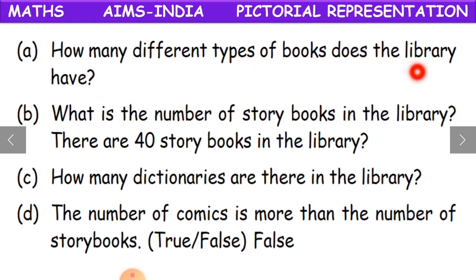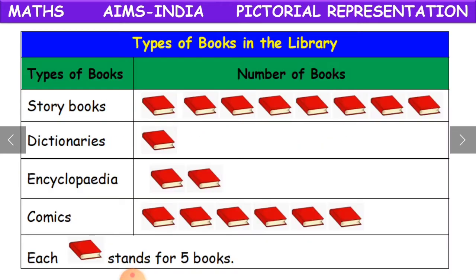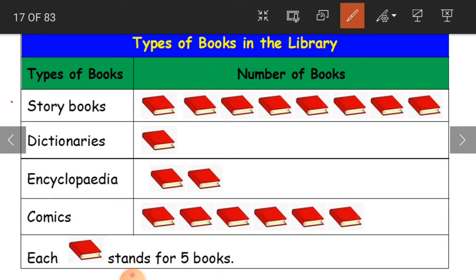Now the questions. How many different types of books does the library have? What are the different types? 1, 2, 3, 4.